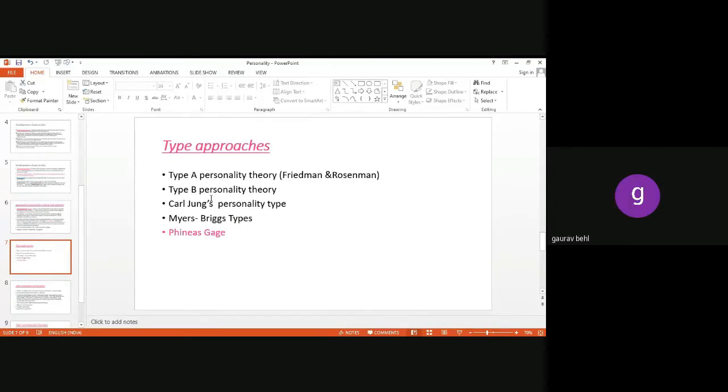So type A people, we can say that they are workaholics. What will be the characteristic of a workaholic? They are very ambitious, they are very competitive, and they give too much importance to time. That means they hate to waste time, and they are easily annoyed. Irritated means if they can't do a work, it will affect them. That means they are easily annoyed.